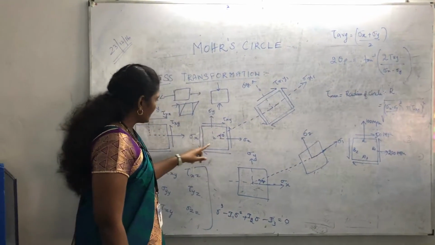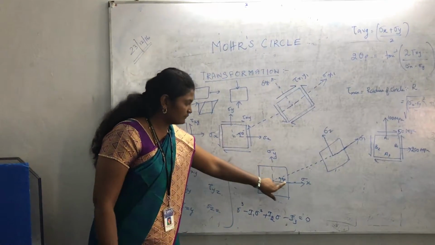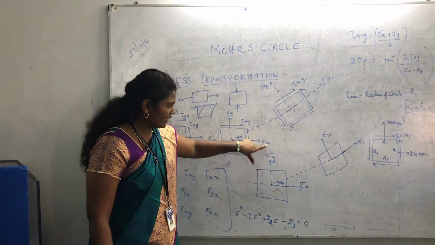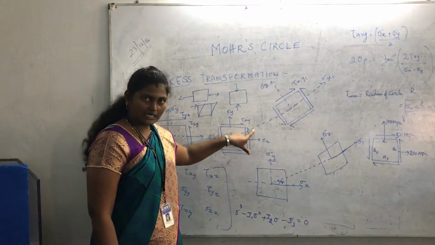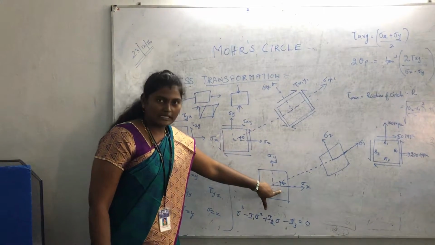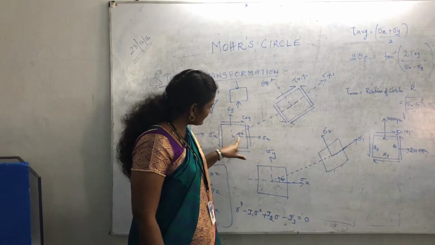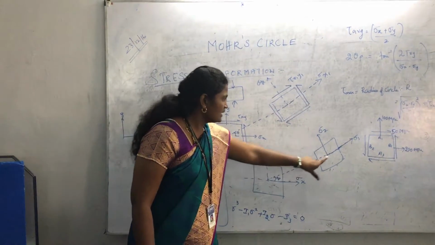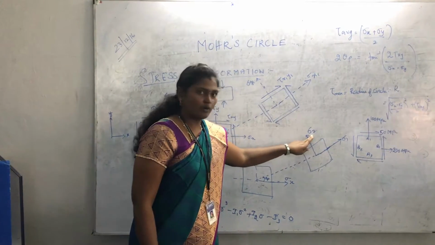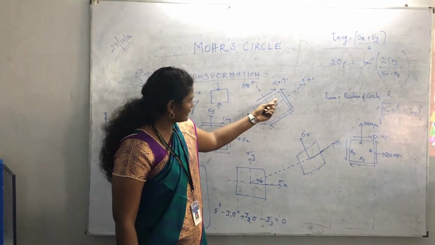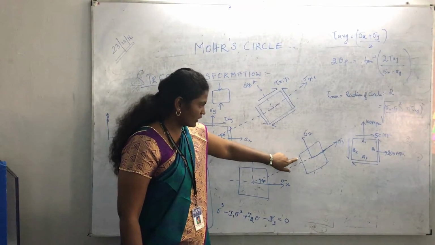Now, if I take theta equal to the principal plane, there is a rotation of an angle, from the unrotated element to the rotated element. If theta is equal to theta p, that is the principal plane. When theta is equal to theta p, you get sigma 1 and sigma 2, and you can notice that tau xy here is 0. Before that tau xy exists, after that tau xy does not exist.